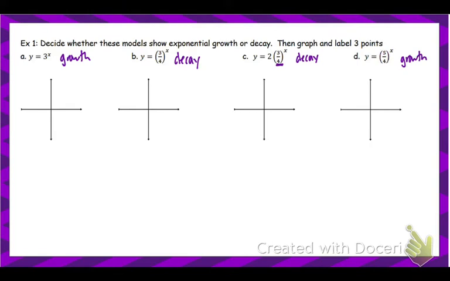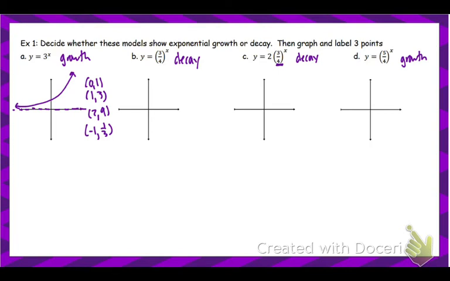Now, if I want to graph these, honestly, I'm just going to show you the basic shape, and then we're going to list the points out. That way it doesn't have to be too perfect. So this one shows growth, so it's going to have this shape: (0, 1), (1, the base), and then (2, the base squared). If you wanted to, you also could include (-1, 1 over the base). All of those are points that would be on this graph.